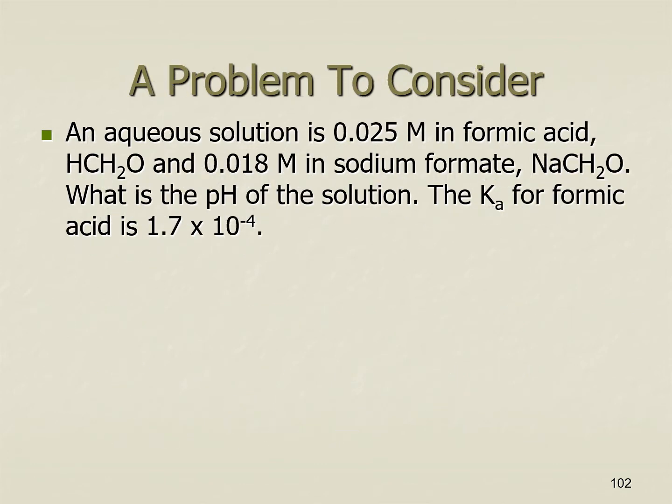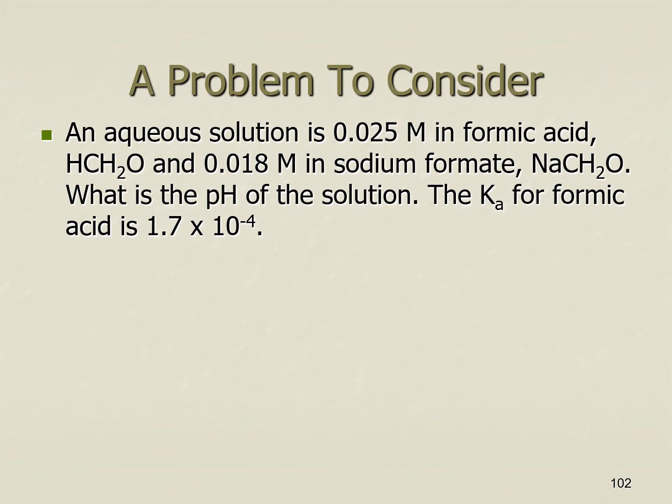All right, so let's look at an example. Let's say we have an aqueous solution which has 0.025 molar formic acid. That's just like we've looked at before, if we have a certain concentration of a weak acid. But now this time we've put in enough of the formate ion, the conjugate base, from another source. We've picked a salt that has the formate ion, sodium formate, and we've added that to a concentration of 0.018 molar. And now what will the pH be of that solution?